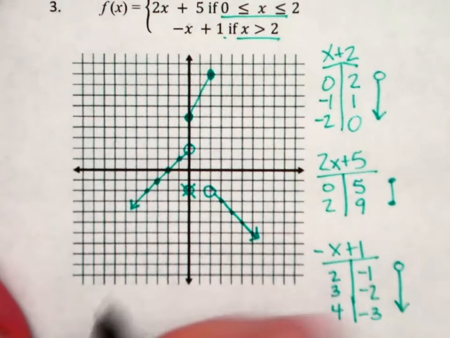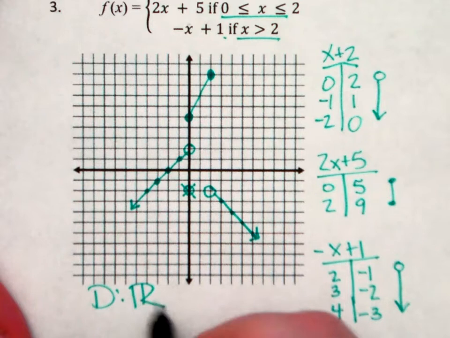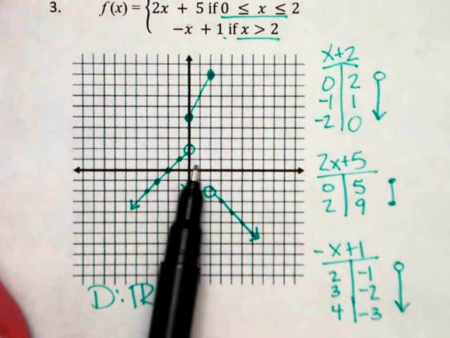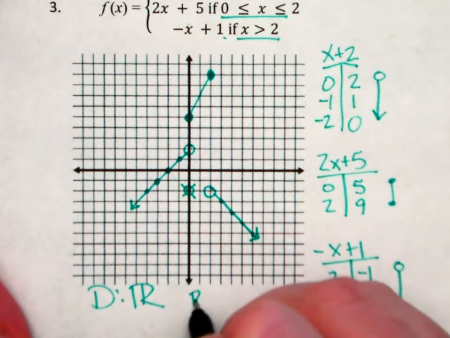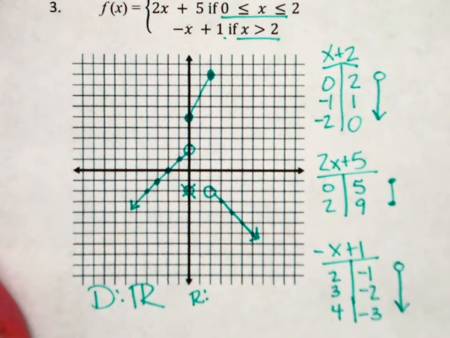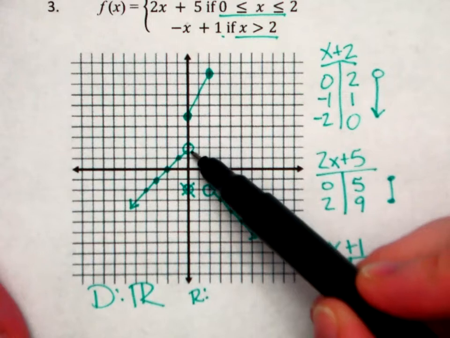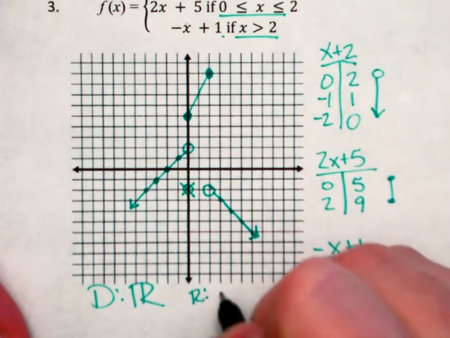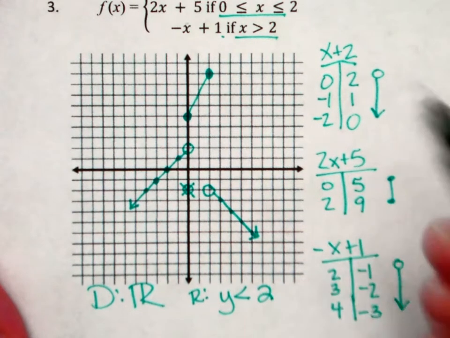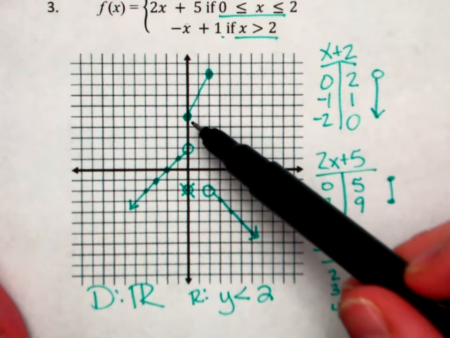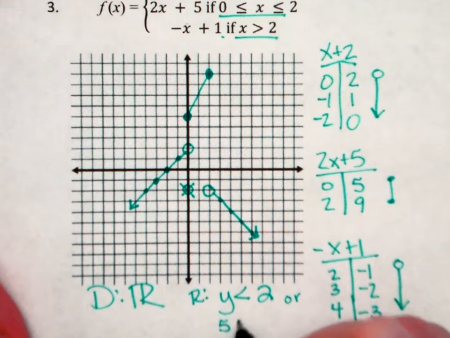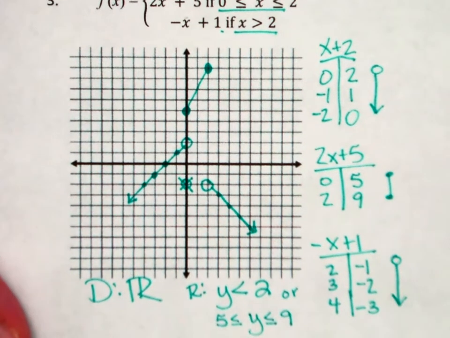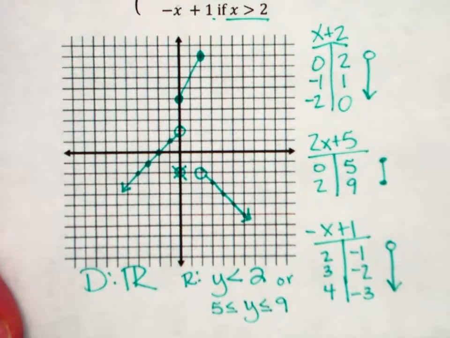So my domain is all real numbers because open closed on 0, open closed on 2 covers all my x values. My range is going to be a combining of 2 values. I get everything less than 2, so y is less than 2, and 5 through 9. So I have 5 is less than or equal to y, which is less than or equal to 9. And that's my range.